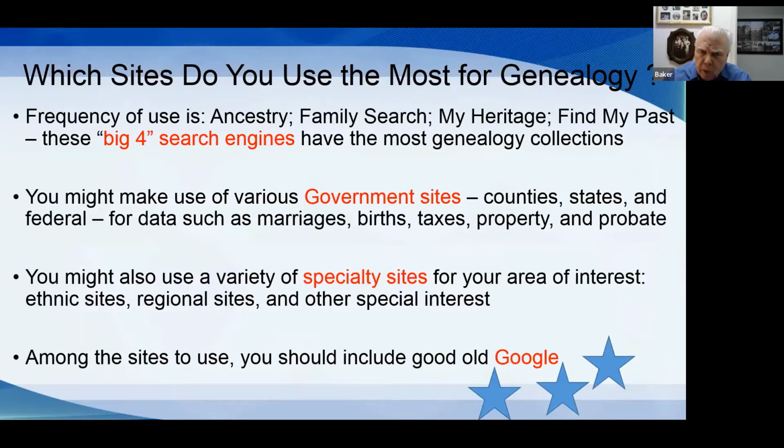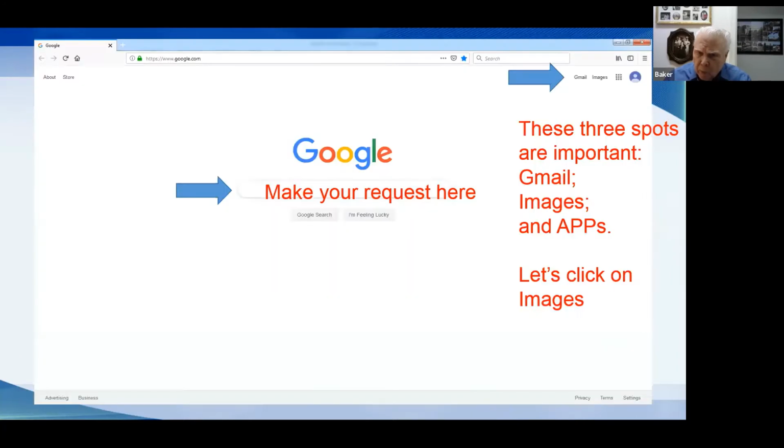There are, second bullet, a number of government sites that we might look at. Different counties, different states where we look at marriages, taxes, probate. There are a variety of specialty sites that we might like to look at. And my message for this evening is to introduce you and get you convinced that Google is among them in a big way. So we're going to look at the front page of Google. And so for starters, right where that left-hand arrow is, that's where you're going to make a request.